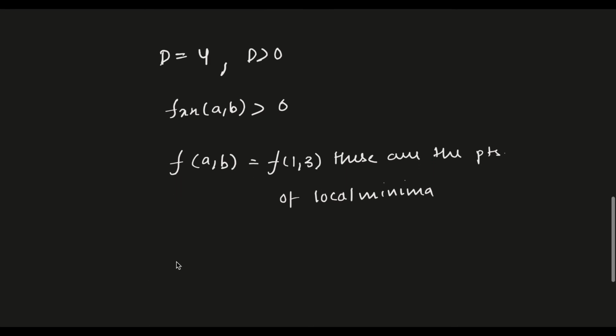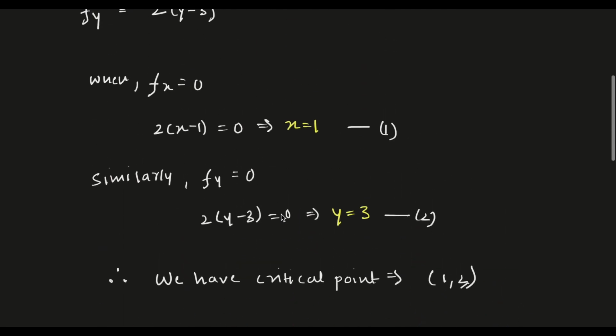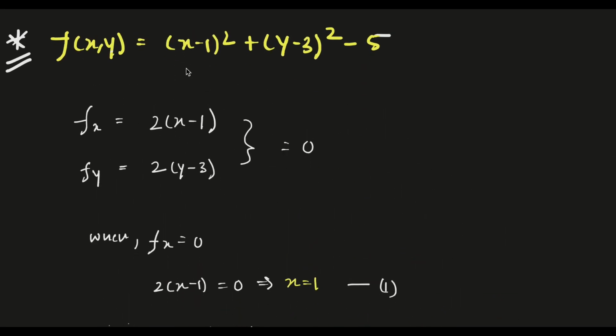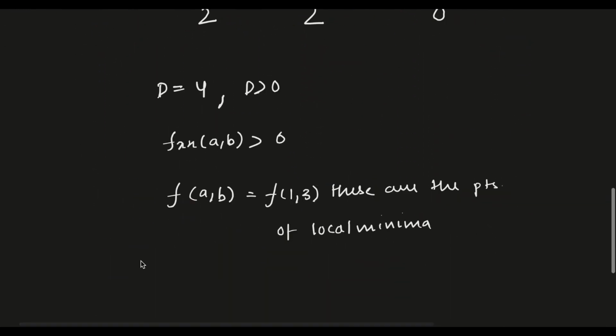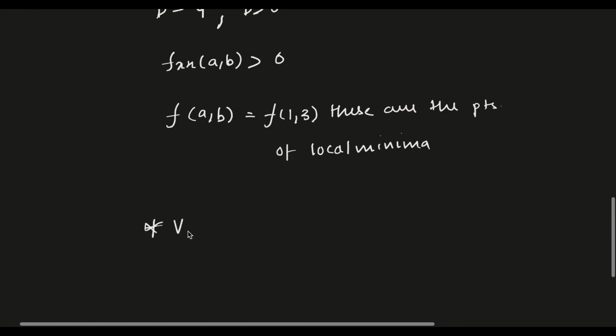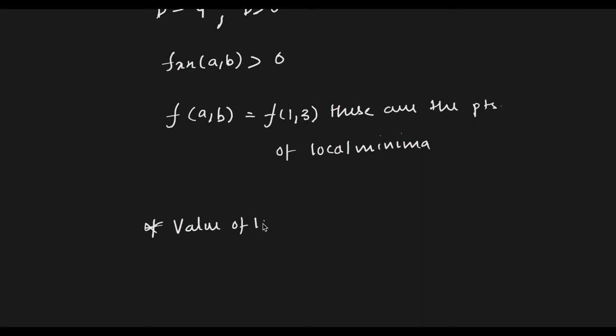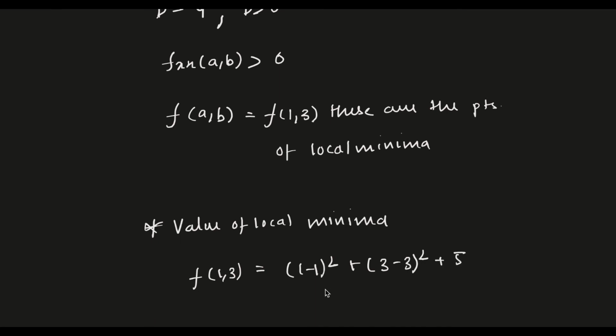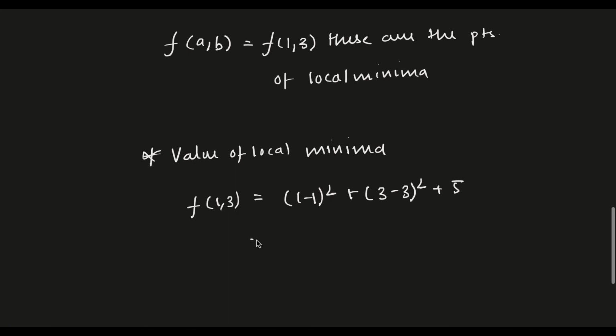And now simply, if we put the critical points into the very above equation, we would get the value of local minima. So let us calculate the value of local minima. We had our function f(1, 3), which is equal to 1 minus 1 whole square plus 3 minus 3 whole square plus 5. So simply 1 minus 1 is 0, 3 minus 3 is 0. Now we are left with 5. 5 is the value of local minima.